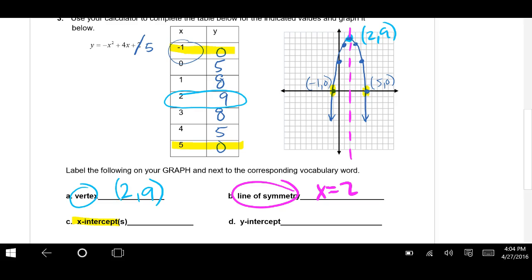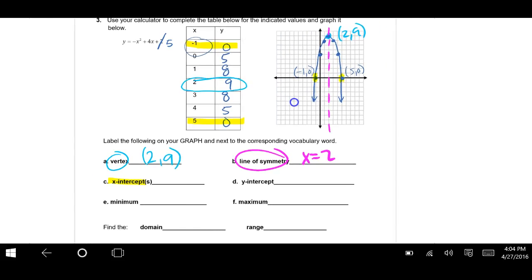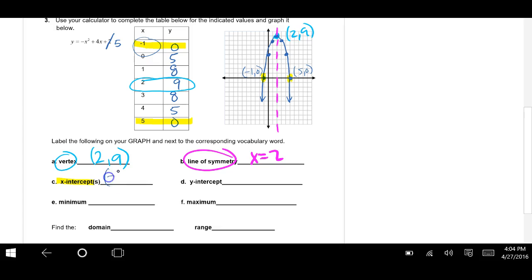Okay, so I'll go ahead and write that down here. Zoom out a little bit. So -1 and 0. And 5 and 0. Okay, now the y-intercept. Not where it crosses the x-axis, but where it crosses the y-axis. Okay, so that here it crosses over here at 0 and 5.